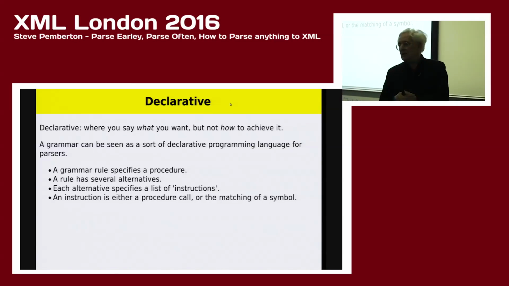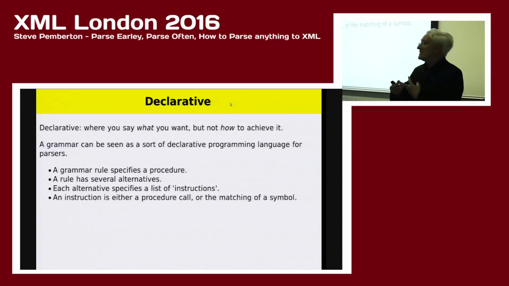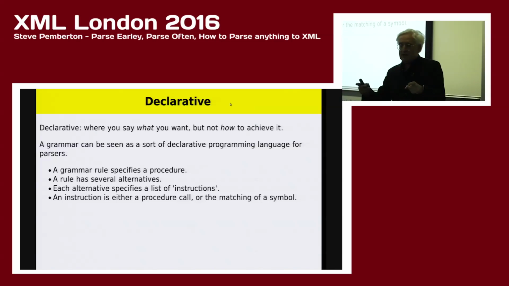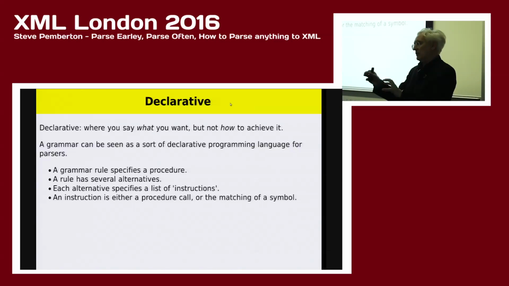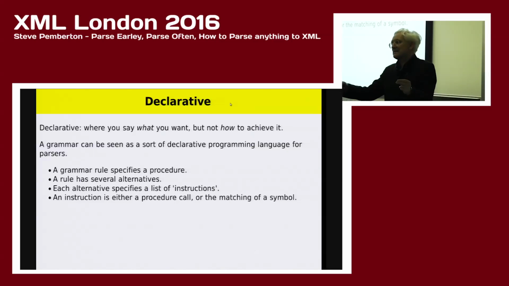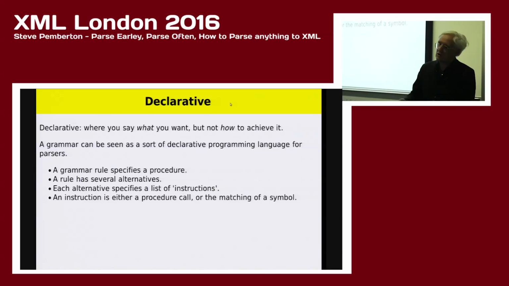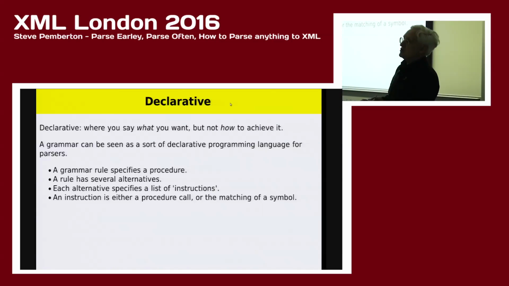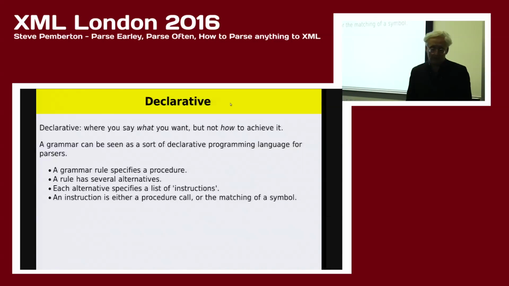So what this means is that you can see a grammar actually as a sort of declarative programming language, if you like, for parsers. And declarative is where you say what you want, but you don't necessarily say how you want it to be achieved. So you see a grammar rule specifies a procedure. Each rule has several alternatives. Each alternative specifies a list of instructions, you could say, and those instructions are either a procedure call or matching a bit of the input.